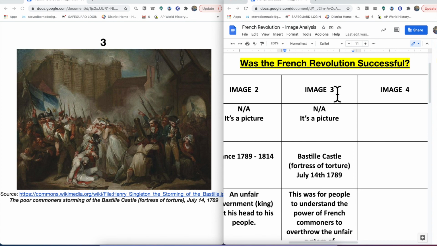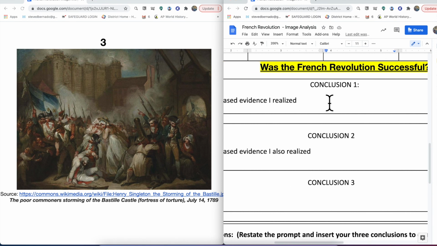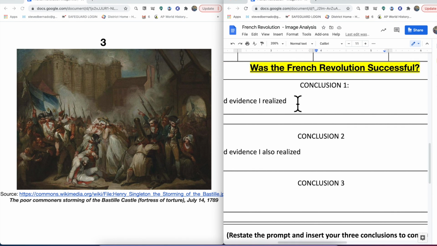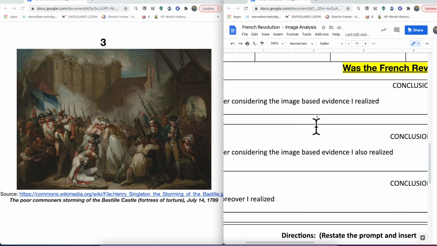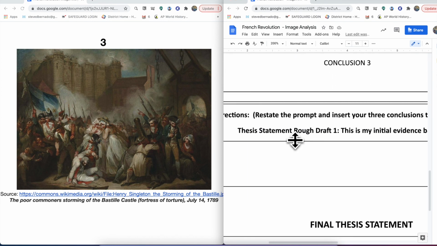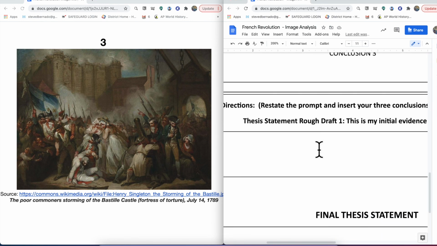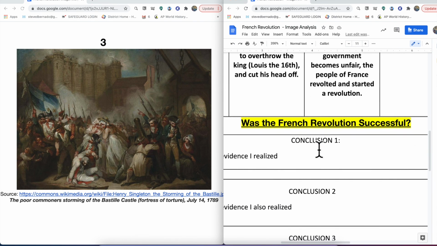Take the rest of the time to finish images 4 through 6, and once you're done, you're going to draw 3 conclusions. Was the French Revolution successful? After considering the image-based evidence I realized, conclusion 1, conclusion 2, conclusion 3, and then you add those conclusions together to create a thesis statement. French Revolution was successful because of these 3 reasons, or the French Revolution was unsuccessful because of these 3 reasons. Or you could say, although this happened in France, the French Revolution was, and you can decide by making your claim. I hope this helps.